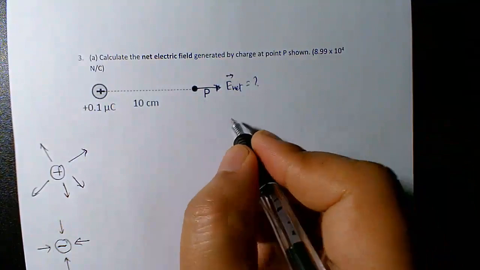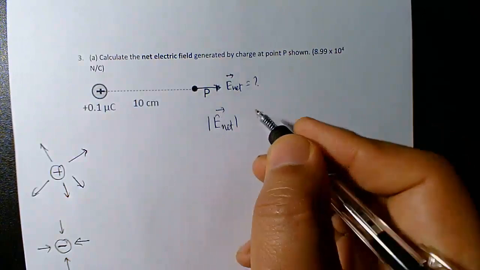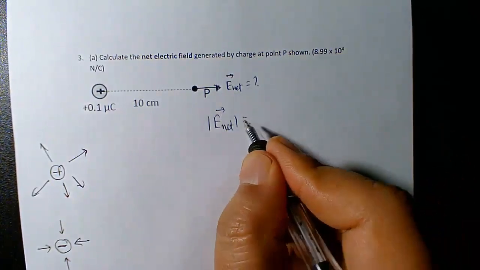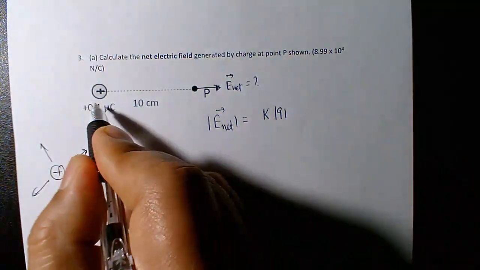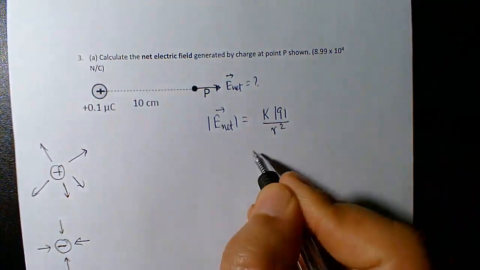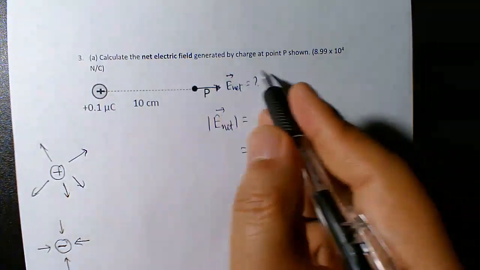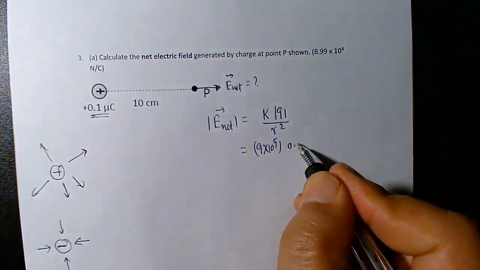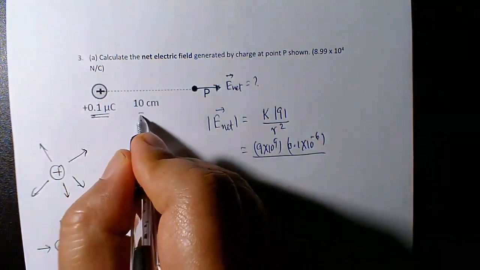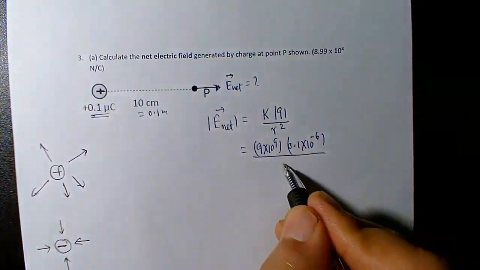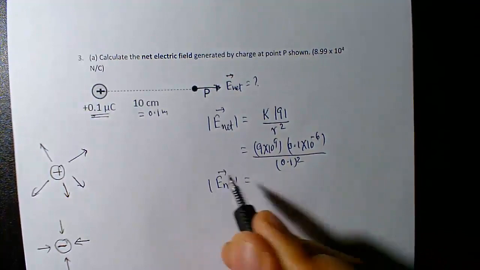And that's really pretty easy. Since you have only one charge, you don't need to do any vector addition. So the magnitude of the net electric field is just given by the formula K times the magnitude of the charge, divided by the square of the distance. That's it. So K is again the same K, 10 to the power 9, right? And the magnitude of the charge is 0.1 micro, so 10 to the power negative 6, divided by the square of the distance. The distance must be in meters, remember, so 0.1 squared. So that's the net electric field at point P.